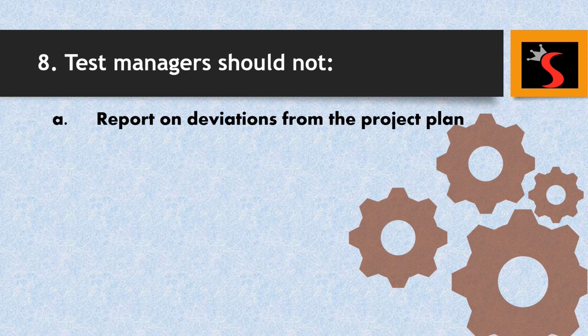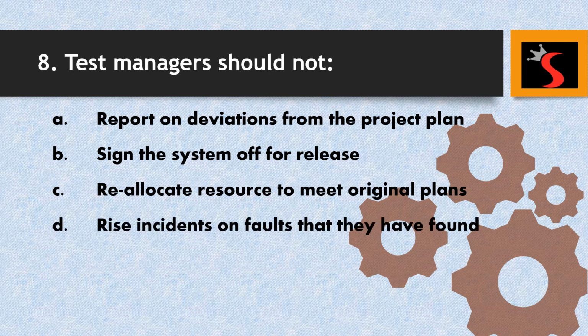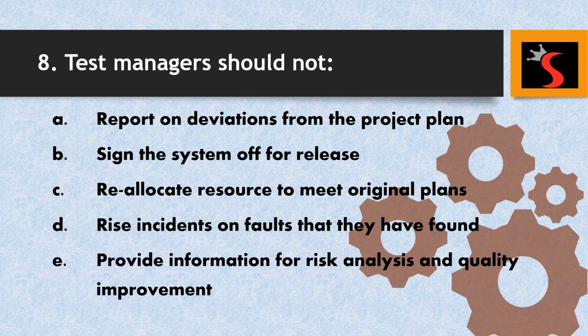Report on deviations from the project plan. B. Sign the system off for release. C. Reallocate resources to meet original plans. D. Raise incidents on faults that they have found. Or E. Provide information for risk analysis and quality improvement.